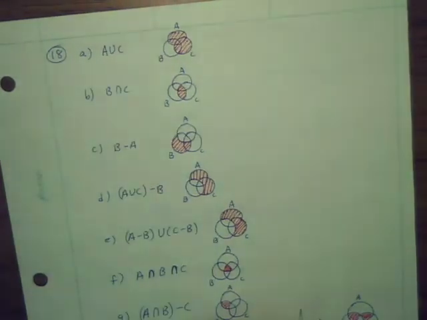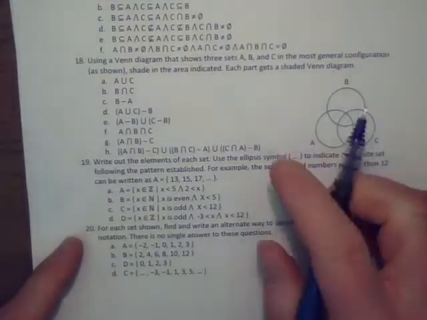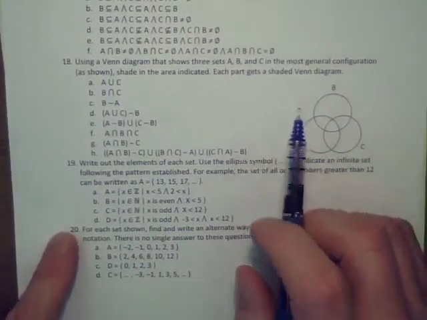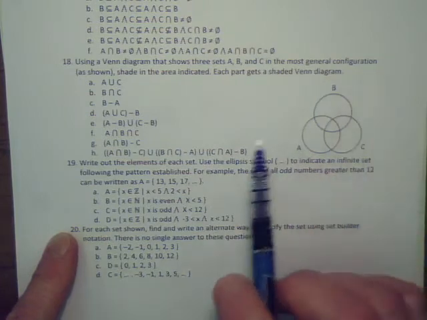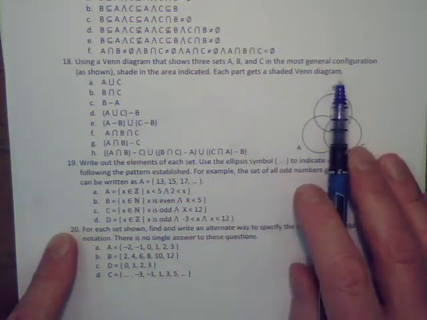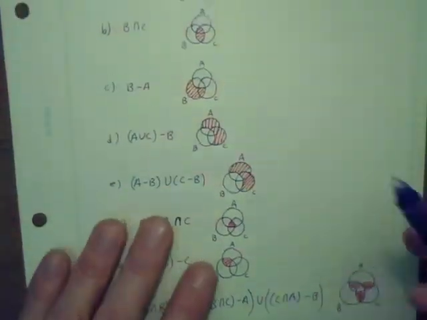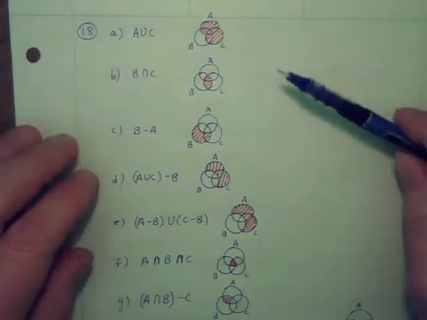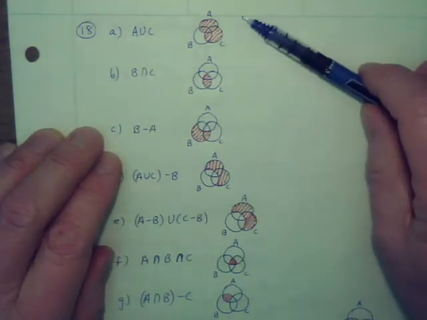Problem 18. Basically, it says use Venn diagrams to show 3 sets in the most general configuration. Shade in the area indicated. Each part gets a shaded Venn diagram. Okay, so I'm going to shade in all these areas. So let's start with the top. I'm going to draw the same, I call it a drum kit, the 3 overlapping sets for each.